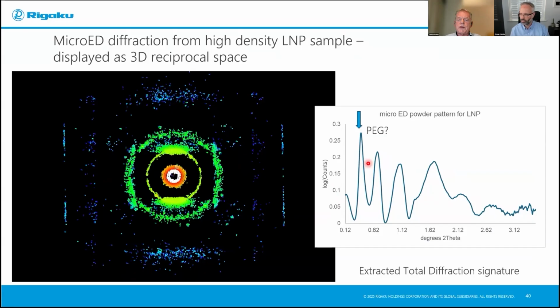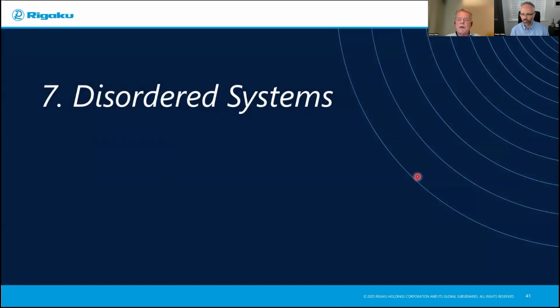Is this lipid nanoparticle the same as I've made before? Does this pass the QC test? Can I get some basic characterization out from those materials? Another area is disordered systems.